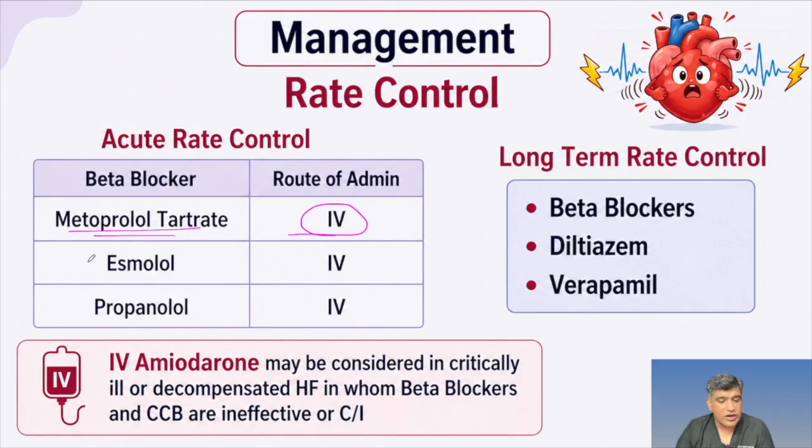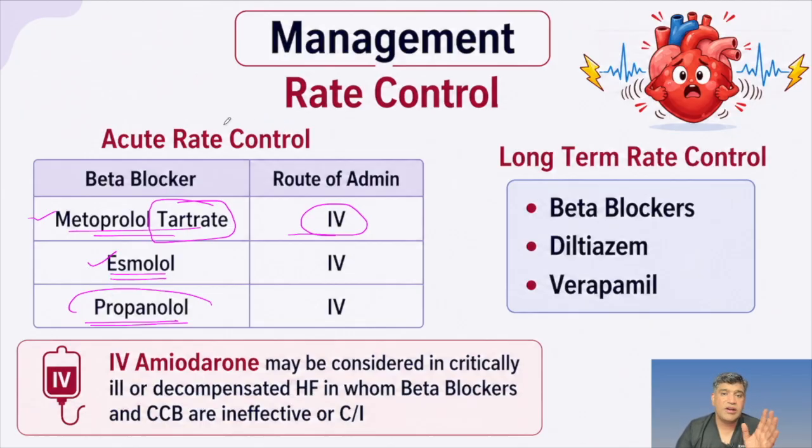We can use short-acting beta blockers, esmolol, or non-selective beta blockers like propranolol. This is important, tartrate, not succinate. Metoprolol comes in metoprolol tartrate and succinate. So metoprolol tartrate is the drug of choice here to be given IV. IV we can give esmolol and propranolol. This is for acute rate control.